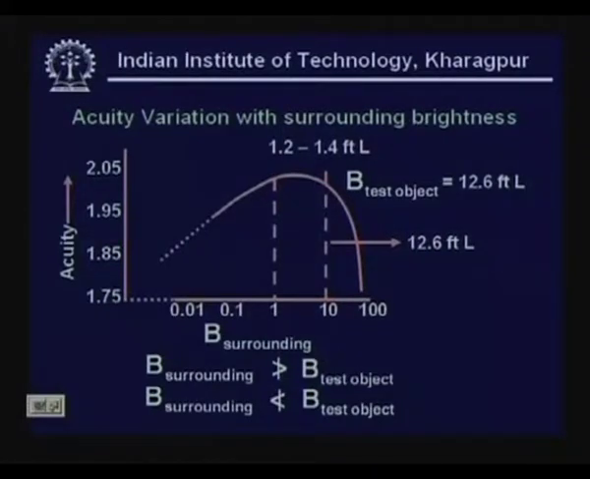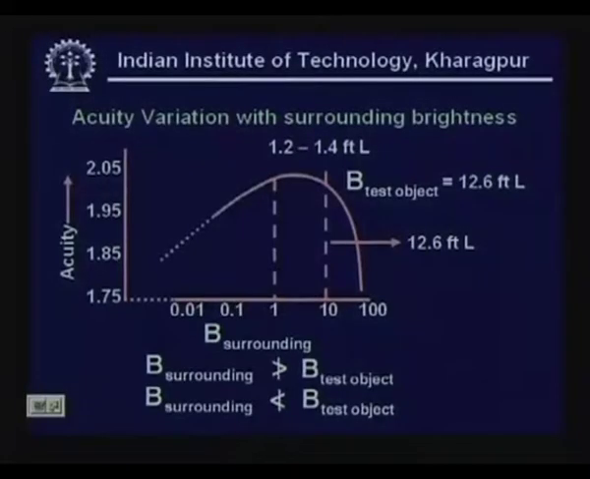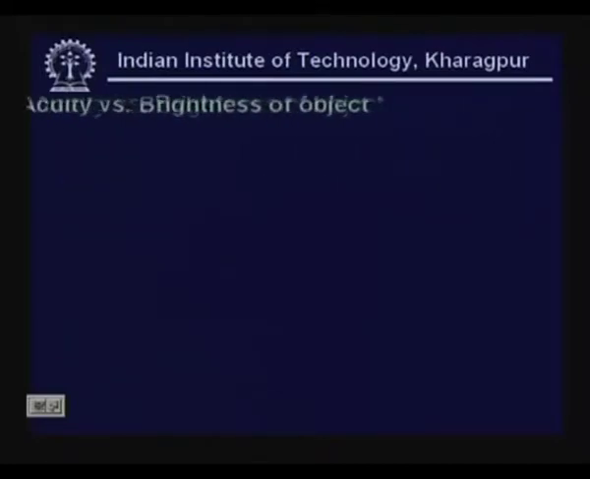This is a very important thing. What it says is the brightness of object vis-a-vis the surroundings. How should it be related? If you see the statement given below, B surrounding should not be much larger than the test object. At the same time, it should not be very much smaller than test object. And what we find, the peak in this particular case has been between 1.2 to 1.4 foot lamberts of the background brightness. Here the object itself is 12.6 foot lamberts. That is the important issue.